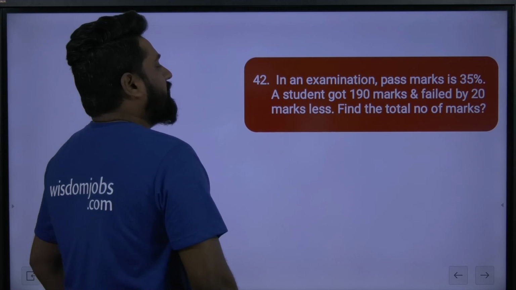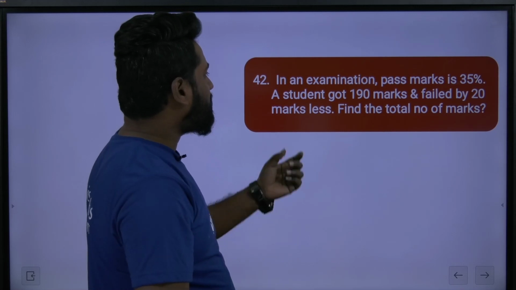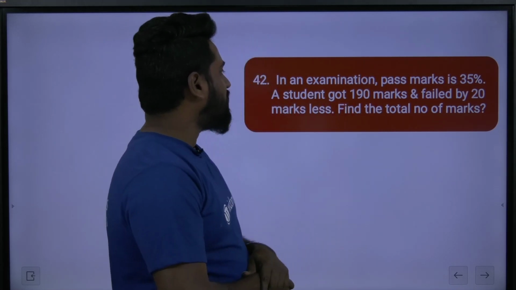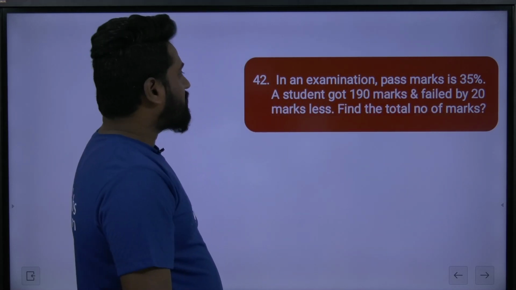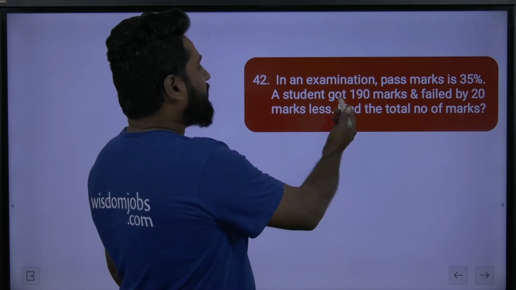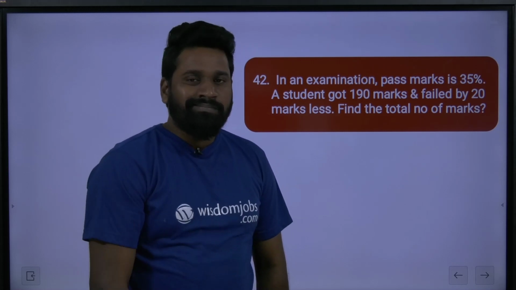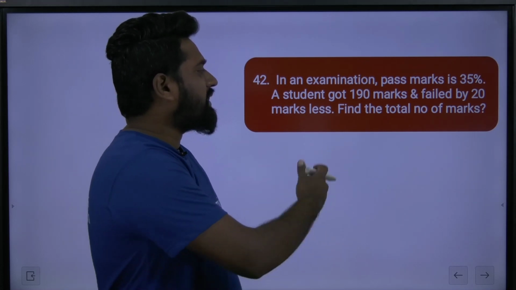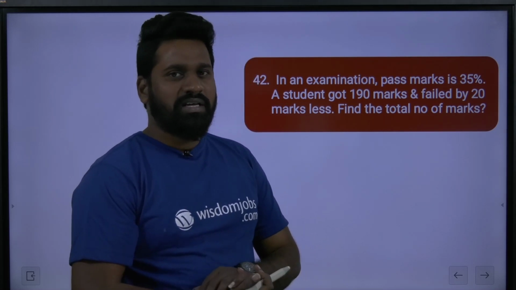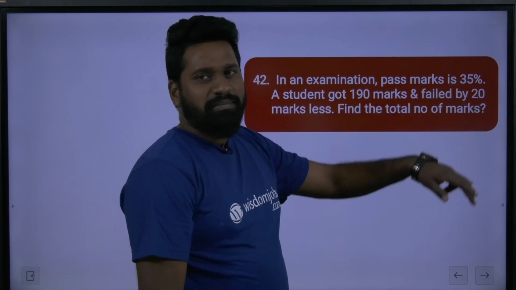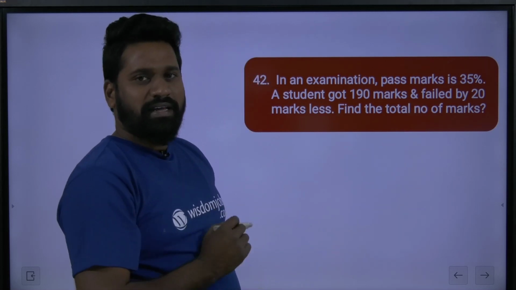Right. So this is another important model. Is it clear? Because it is clearly mentioned there, in an examination, just now discussed, the same question. In an examination, pass marks is given as 35%. And a student got 190 marks and failed by 20 marks. Now the question is, what is the total marks of the examination, or find the maximum marks of the examination. Just now discussed, this is 35% of the marks and the student got 190 marks and failed by 20 marks.